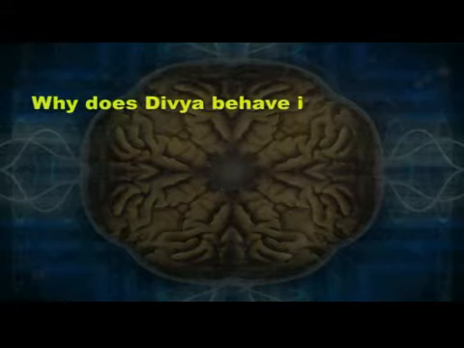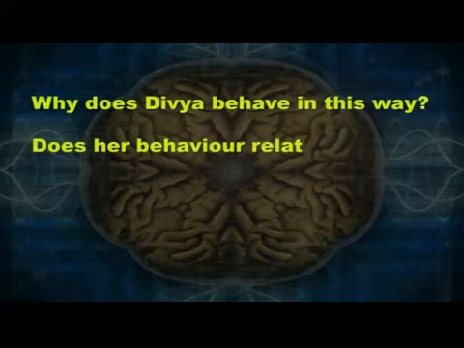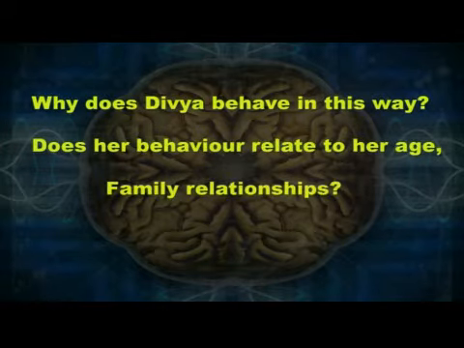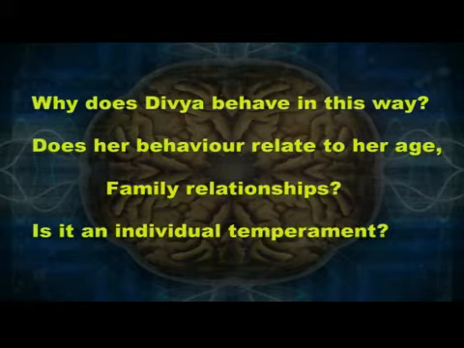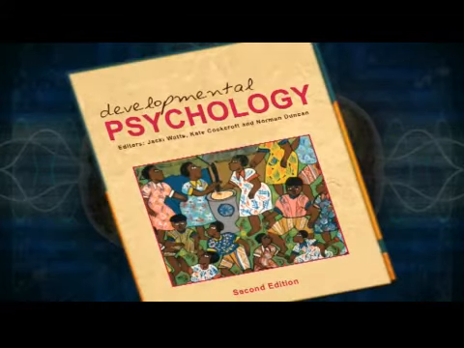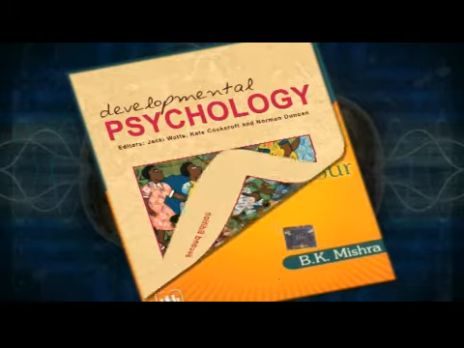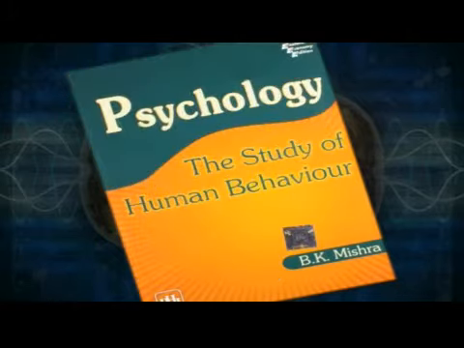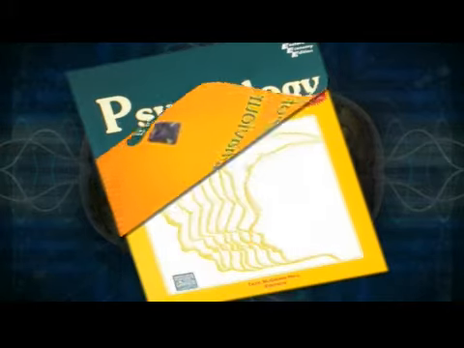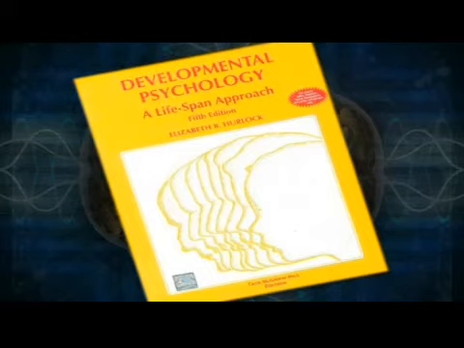Why does Divya behave in this way? Does her behavior relate to her age, family relationships, or is it an individual temperament? Developmental psychologists try to answer such questions. Developmental psychology seeks to understand, explain and predict behaviors that occur throughout a person's lifespan from conception to death. The scientific study of human development seeks to understand and explain how and why people change throughout their lives.